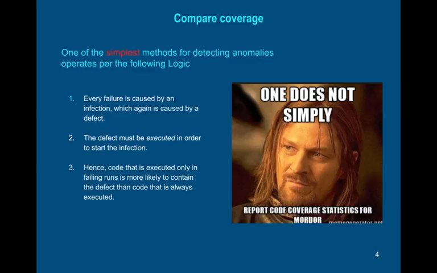Compare the coverage. One of the simplest methods for detecting anomalies operates per the following logic. 1. Every failure is caused by an infection, which again is caused by a defect. 2. The defect must be executed in order to start the infection. 3. Code that is executed only in failing runs is more likely to contain the defect than code that is always executed.